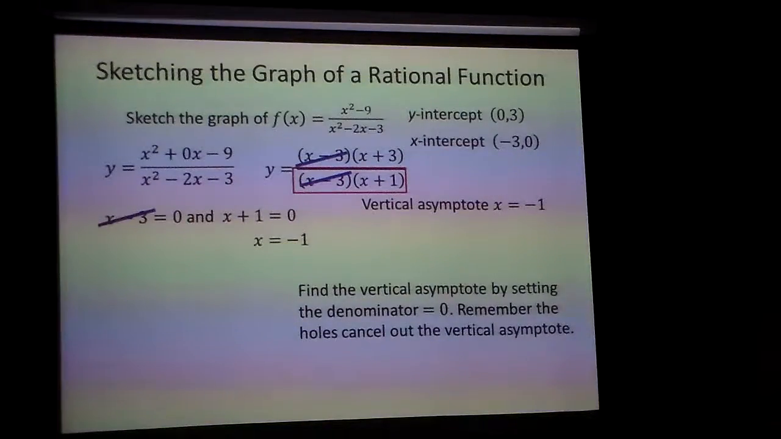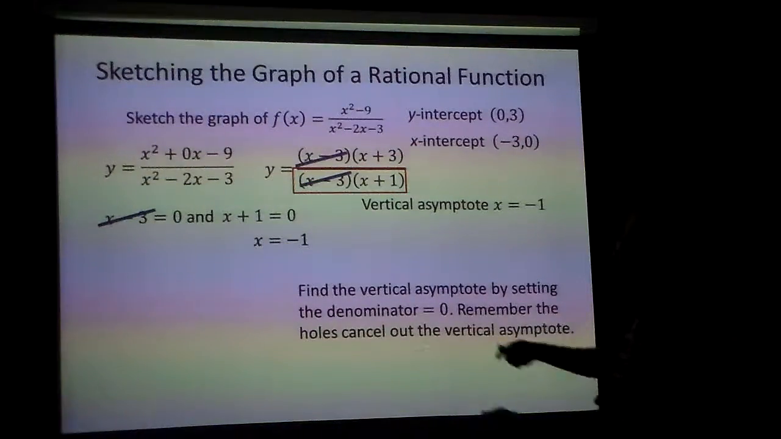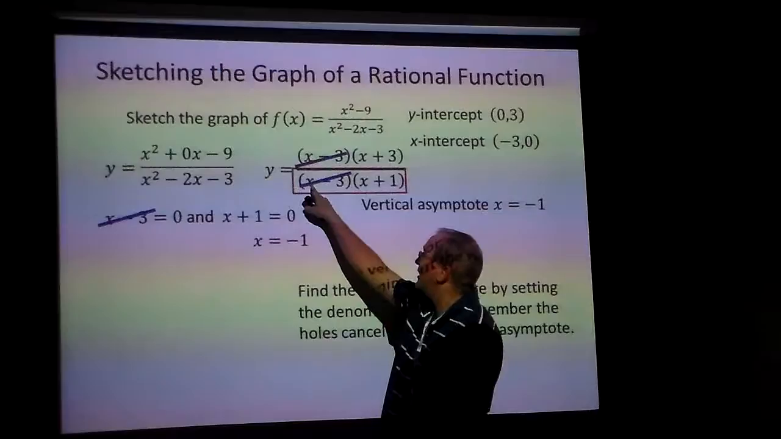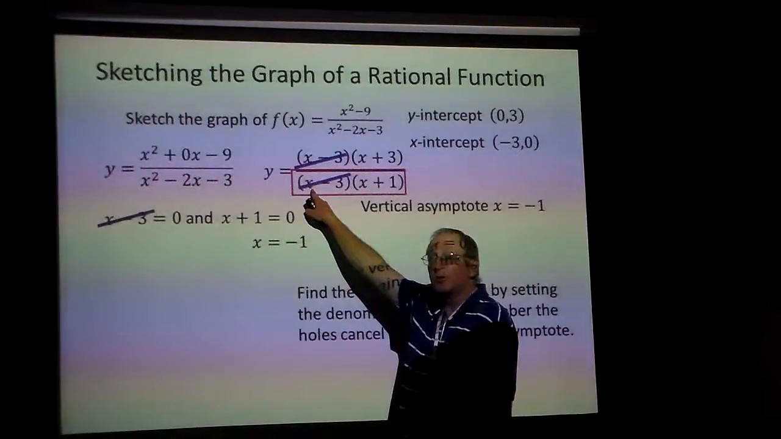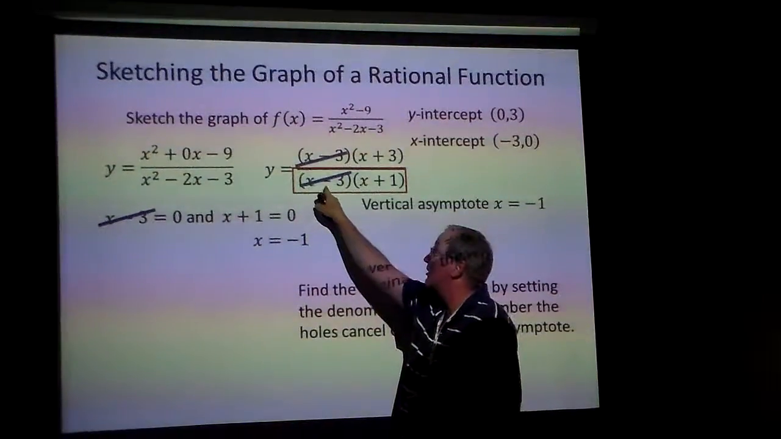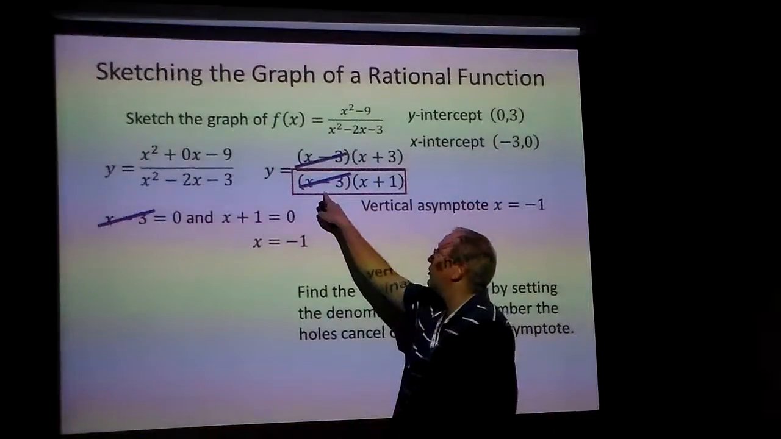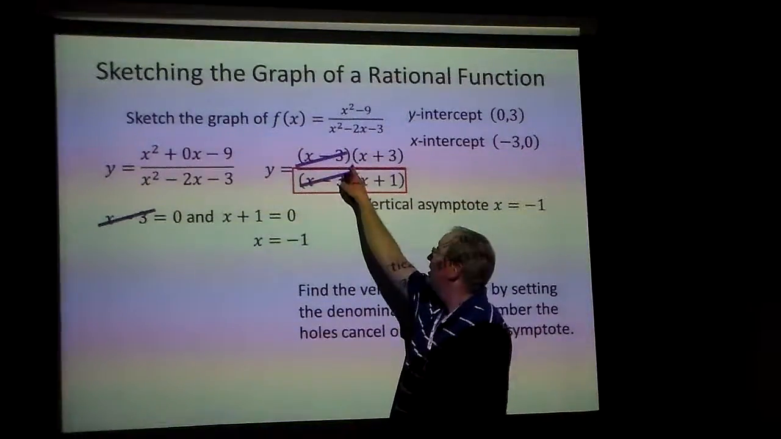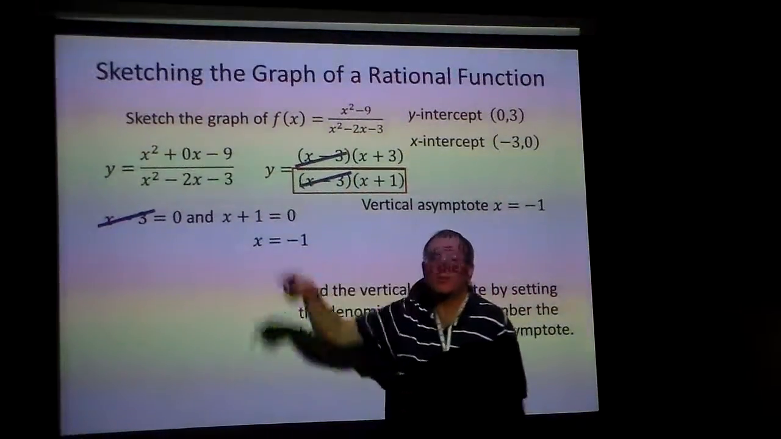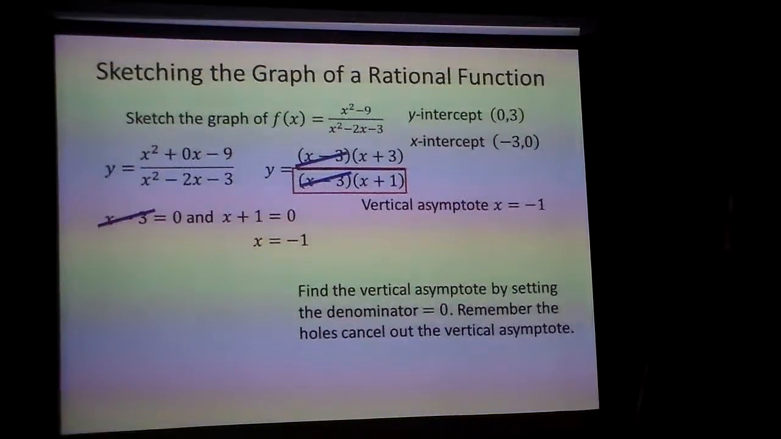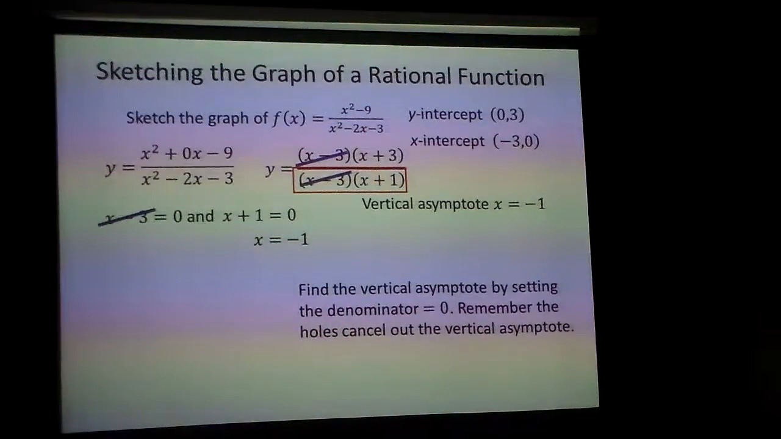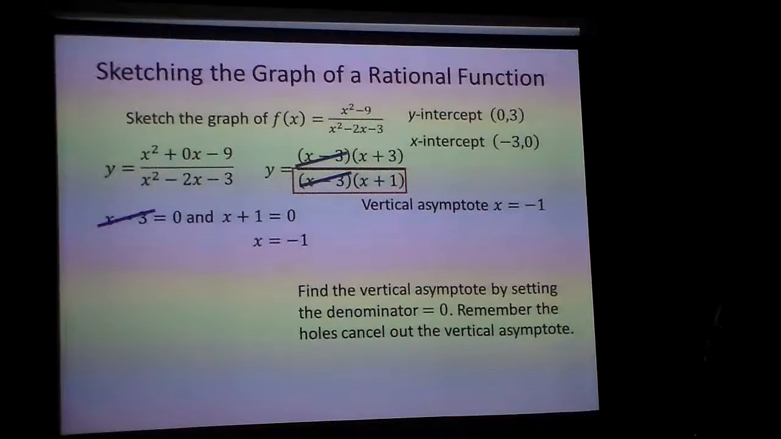And the reason this one's not an asymptote, I still can't have 3 as an answer, because 3 minus 3 does make this a 0 here, but it's not an asymptote because as this is approaching 3, it's also approaching it from the same exact values. That's why there's no asymptote there. It doesn't approach infinity there. It's going to make a hole.